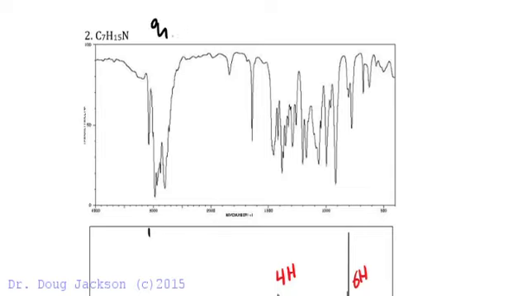Okay, again, degrees of unsaturation: 1 plus 7, plus 1/2 for the nitrogen, minus 15 over 2. So that's 1 plus 7 minus 7, which is 1 degree. Let's see if we can find it in the IR. Draw our line at 1500.